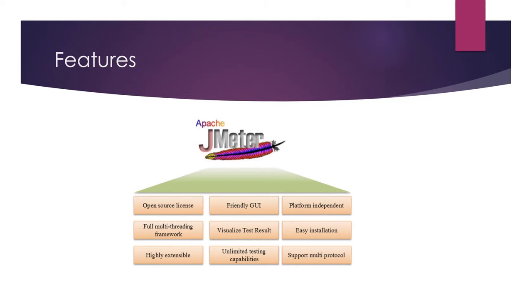So what are the features of JMeter? It is open source software with a user-friendly GUI, and it supports multi-threading by creating multiple users requesting the server. It supports multiple protocols like HTTP, FTP, etc. And there are many other features too that I'm not going through in this video.